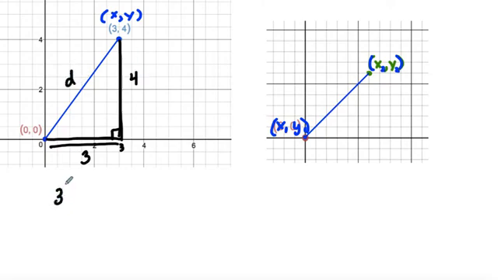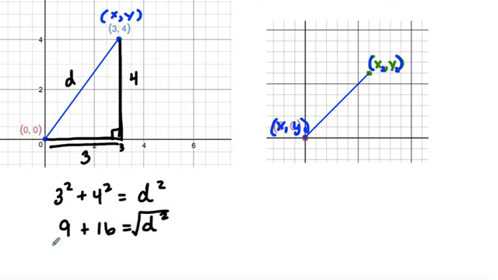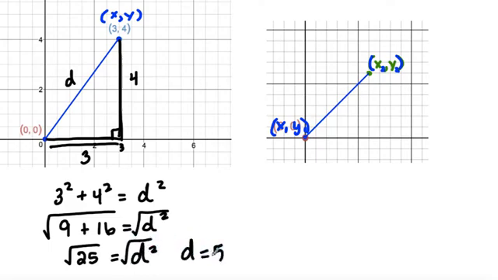I could do 3 squared plus 4 squared equals d squared. Then I would do 9 plus 16 equals d squared. And then I would take the square root of both sides after I added the 9 and the 16, okay? And that would give me d equals 5. All right, well, that process can be simplified if you think about it like this.